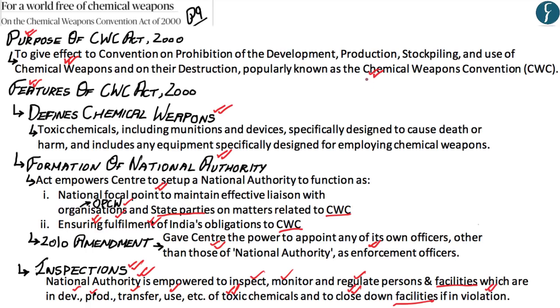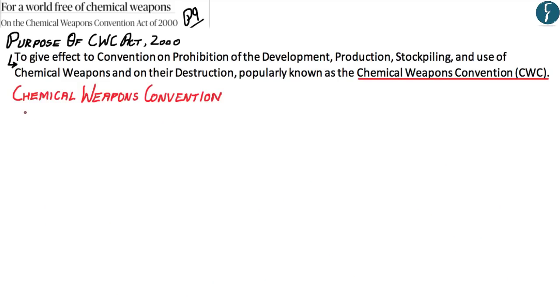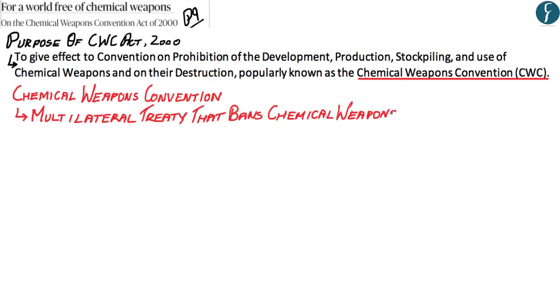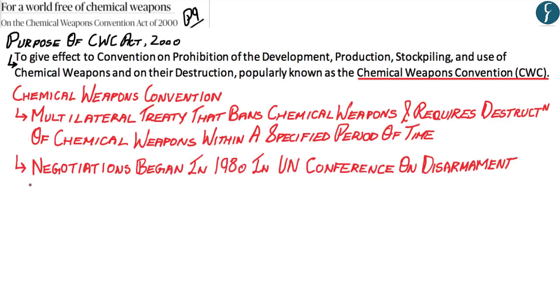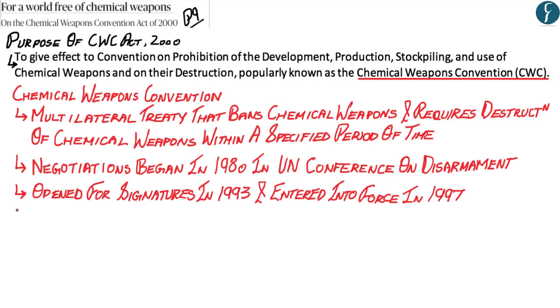So now let us understand the basic features of the Chemical Weapons Convention. The Chemical Weapons Convention is a multilateral treaty that bans chemical weapons and requires the destruction of the chemical weapons within a specified period of time. The negotiations for the Chemical Weapons Convention began in 1980 in the UN Conference on Disarmament, and the Chemical Weapons Convention opened for signatures in 1993 and entered into force in 1997. This Chemical Weapons Convention is open to all nations.